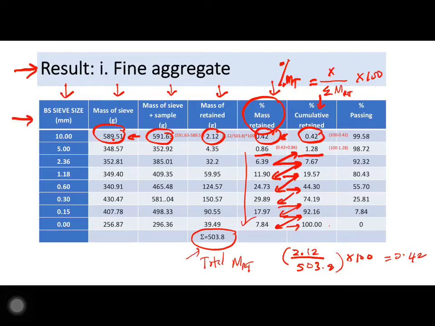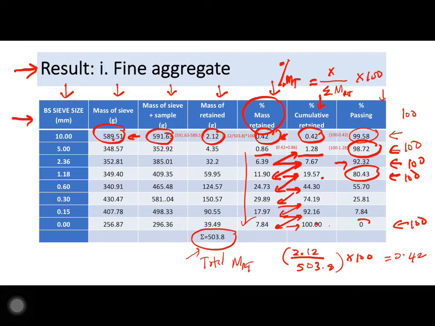Now the last column, we need to get the percentage passing. For the first row, we determine that from 100. So 100 minus 0.42 gives 99.58. And then we have 100 minus 1.28, so we can get 98.72, and so on. Here 100 minus 7.67, you get this. And here 100 minus 19.57, you get 80.43. Until the last one, 100 minus 100 is 0.